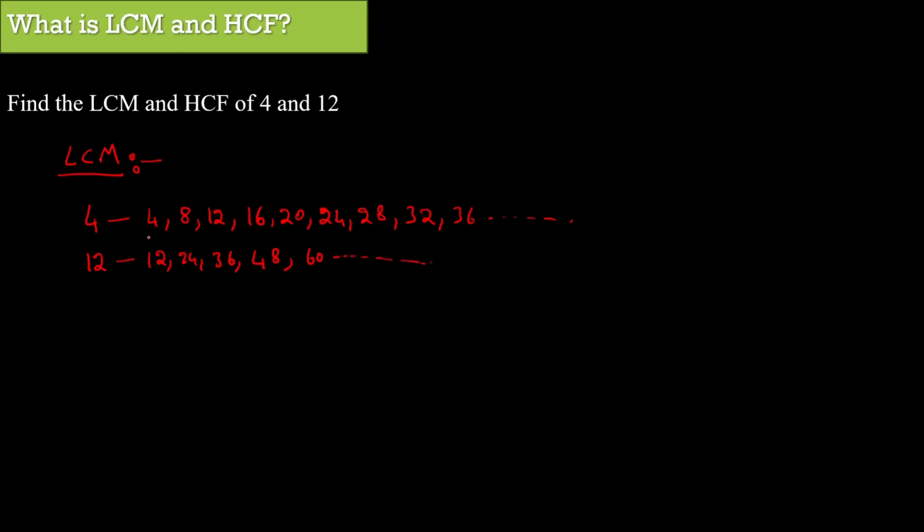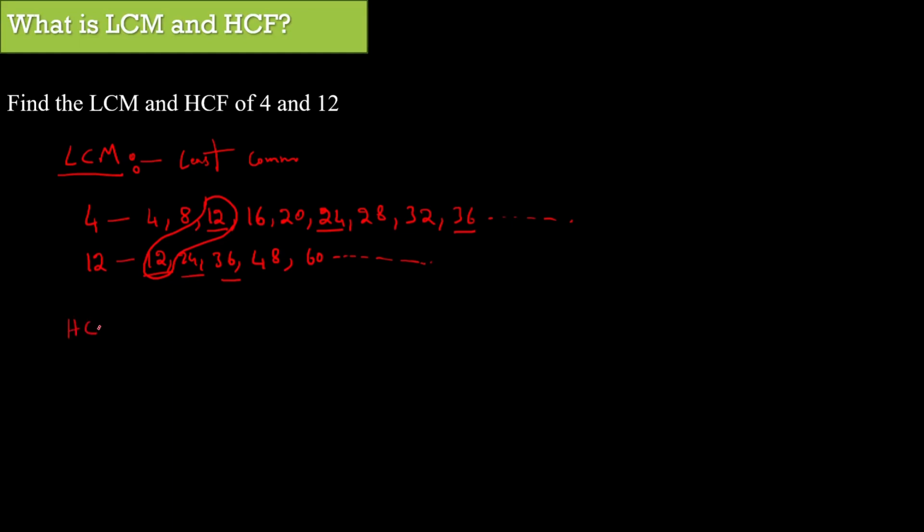Now here, what are the common multiples between 4 and 12? 12 is a common multiple, 24 is a common multiple, and 36. Like that we have so many common multiples between them. But what we need here is the least common multiple. So what is the least common multiple between 4 and 12? 12. So that is the meaning of LCM.